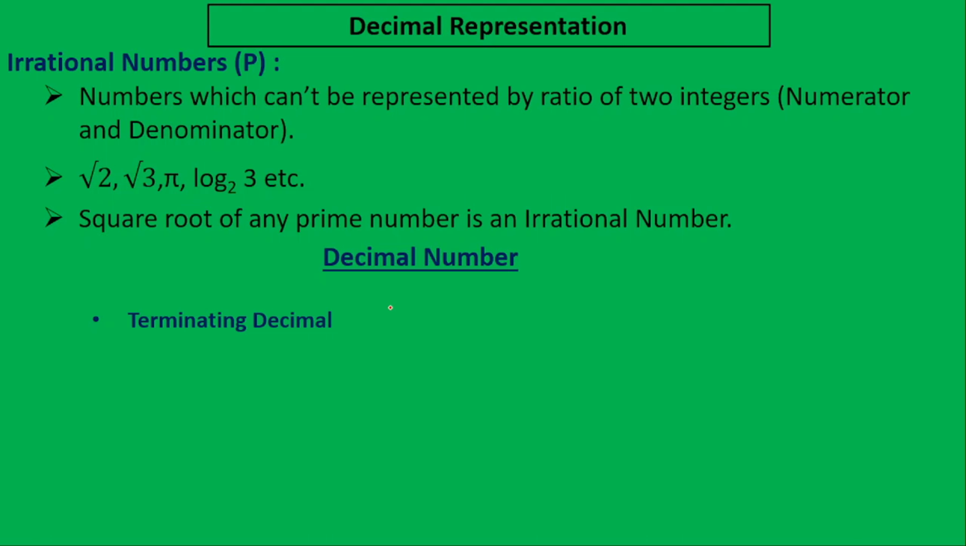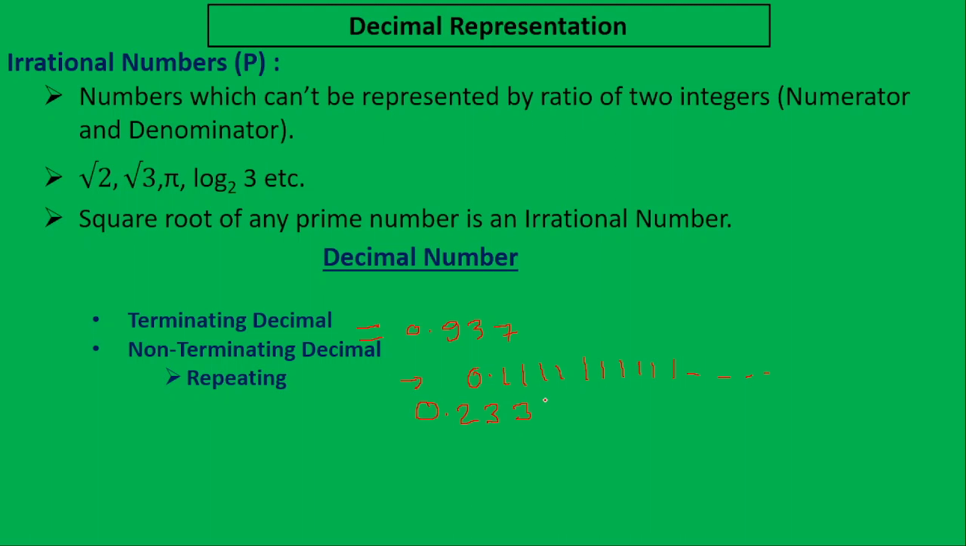Now decimal numbers. A decimal number can be of many types. One is terminating decimal, like 0.937. It has terminated after three places. Now non-terminating. Repeating means recurring, the same numbers or a similar pattern coming. So one is repeating, another is non-repeating.